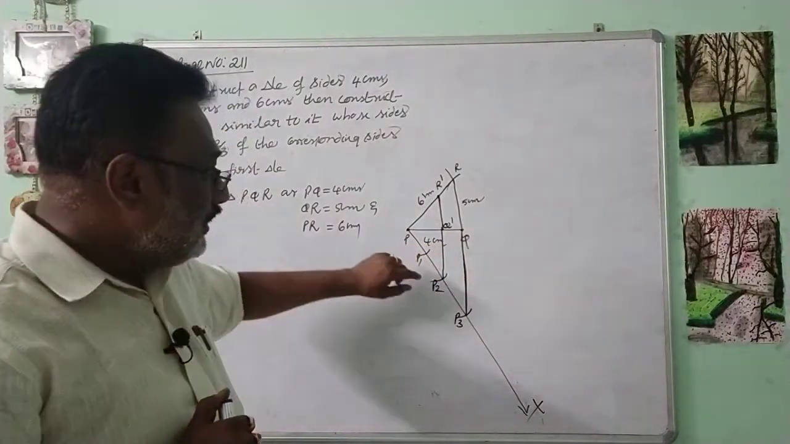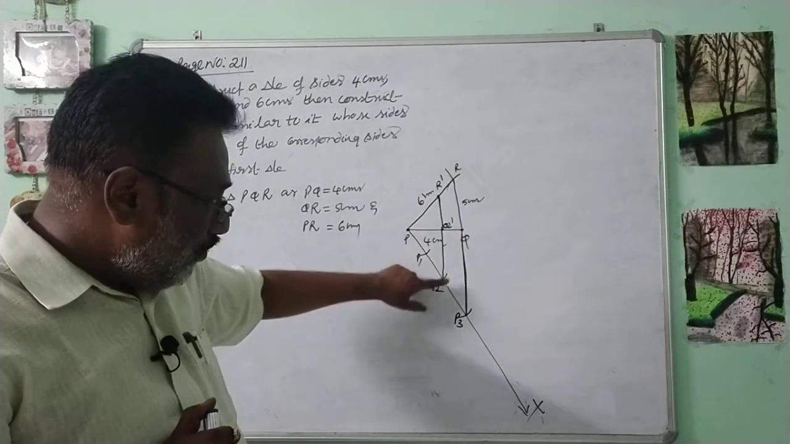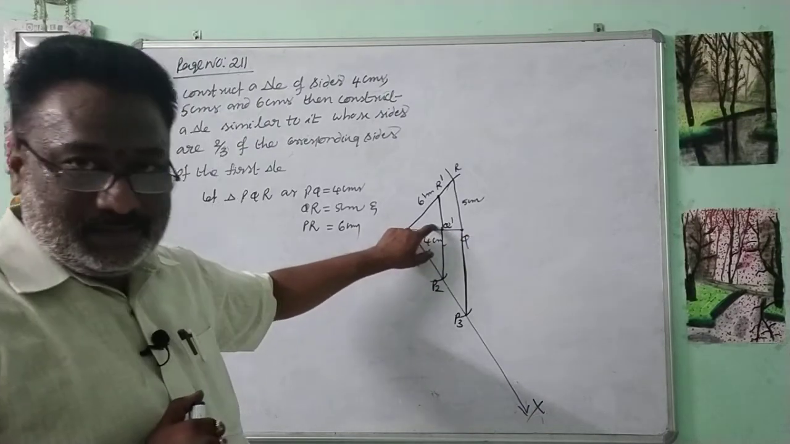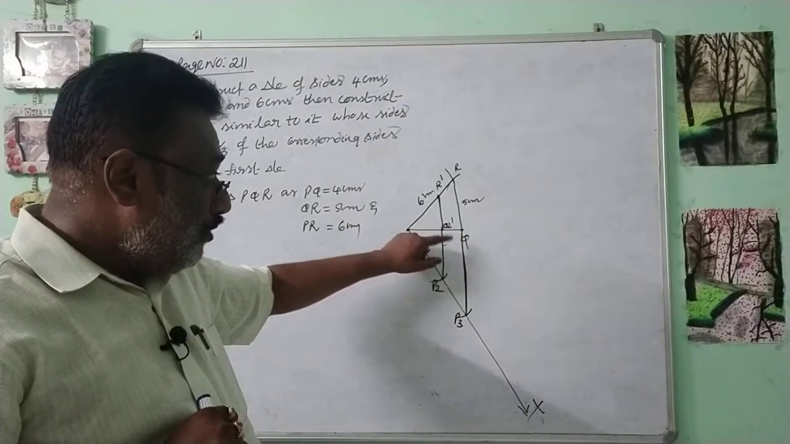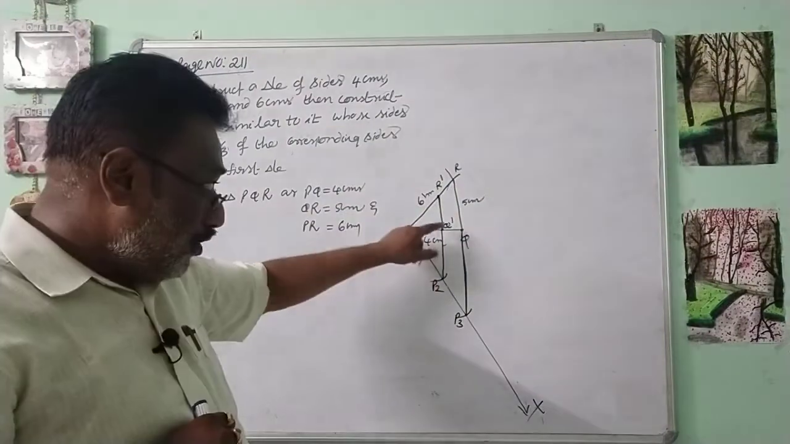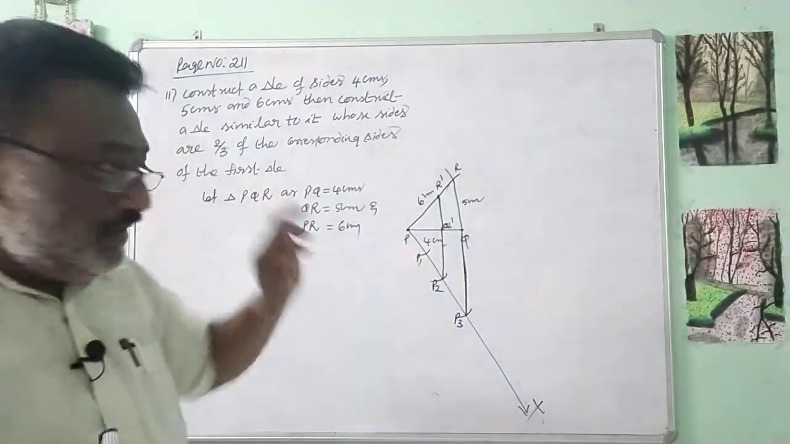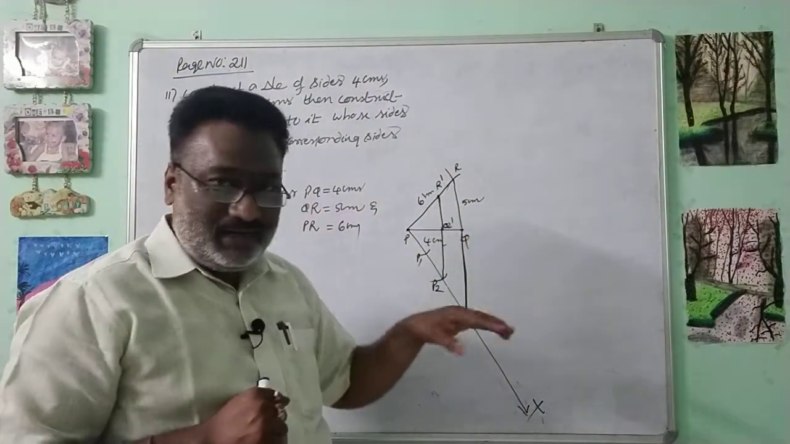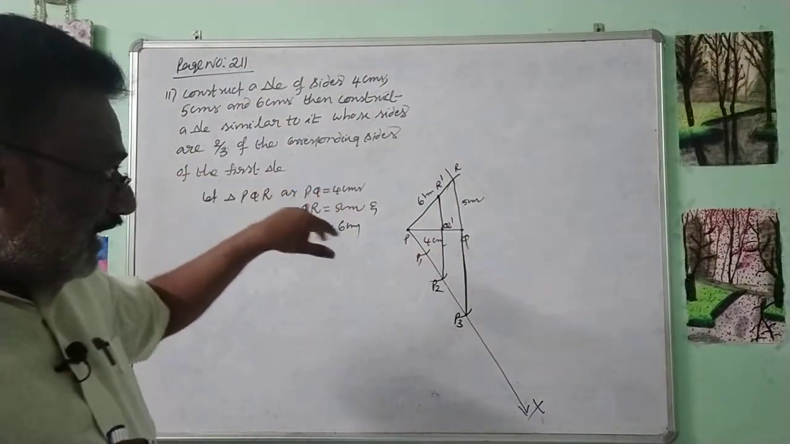After that, through P2 one parallel line to P3Q we need to draw to meet PQ in Q dash. That's all. After that through Q dash one more parallel line to QR we need to draw to meet PR in R dash. Here the triangle which is formed, PQ dash R dash, is our required triangle, which is exactly 2 by 3 part of the triangle PQR.